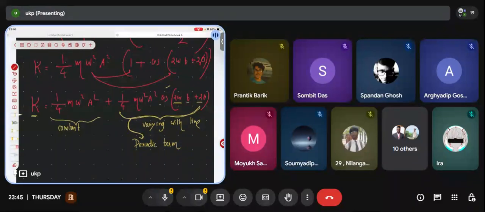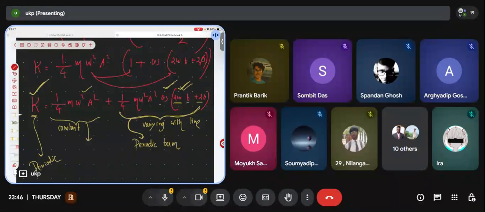In class 12, your respective math teachers will be teaching you graphical transformation. Whenever you add a periodic term with a constant term, the resultant sum is also a periodic term. Whatever is the time period of the periodic term, same is the time period of the sum. Guys, what is the time period of this term?